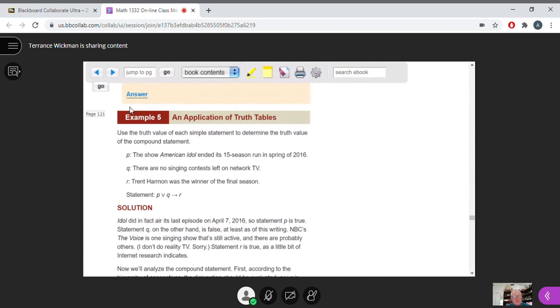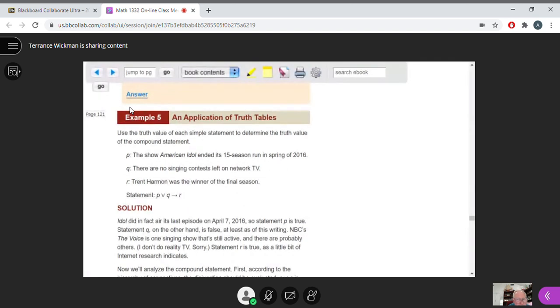So look, now we're going to use some of this truth table stuff. P says the American show ended its 15th running season in 2016. Now this is or. Q says there are no singing contests left on the network. Therefore, Trent Harmon was the winner of the last season.